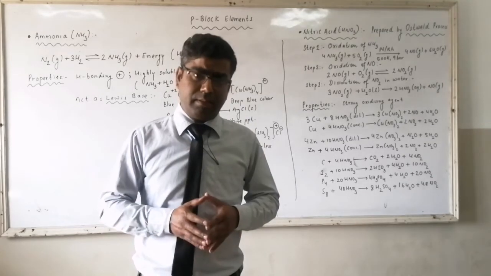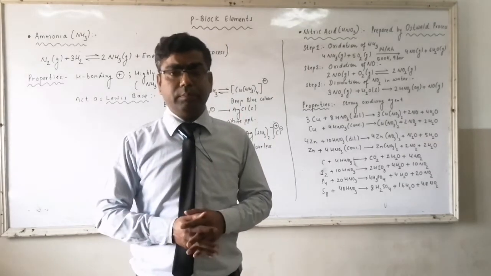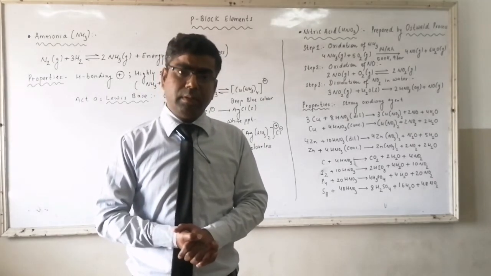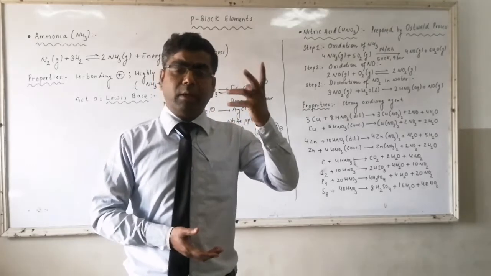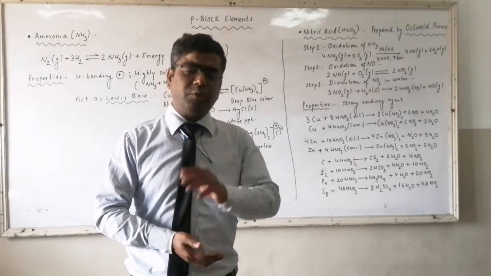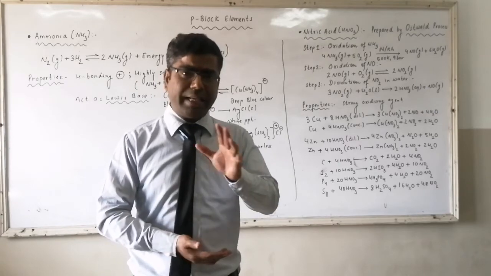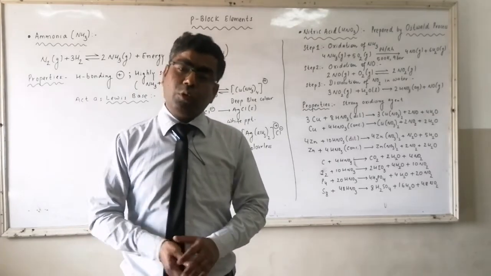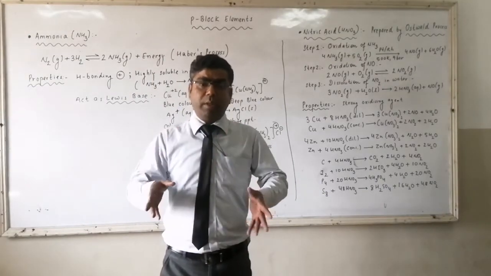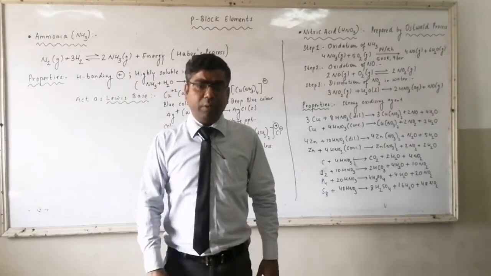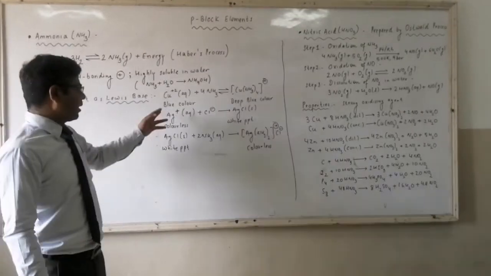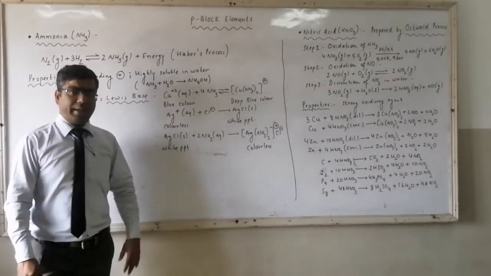So cations of d block contain vacant d orbitals. There they can accommodate a lone pair of electrons. So metallic ions from d block act as Lewis acids. So definitely there will be a chemical reaction, or there will be bond formation, between ammonia and metallic ions from d block. So if we see the reaction, copper sulfate gives you Cu+2 ion.